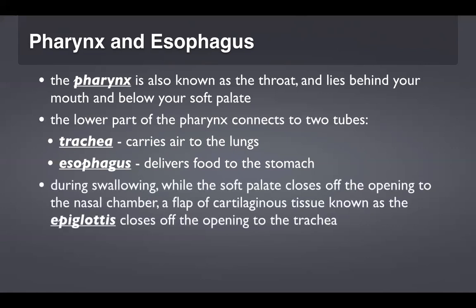During swallowing, while the soft palate closes off the opening to the nasal chamber, a flap of cartilaginous tissue known as the epiglottis closes off the opening to the trachea. We covered this in our last unit on the respiratory system. But yeah, that's what happens. That's the epiglottis, so that you don't get any food particles down your trachea and into your lungs.